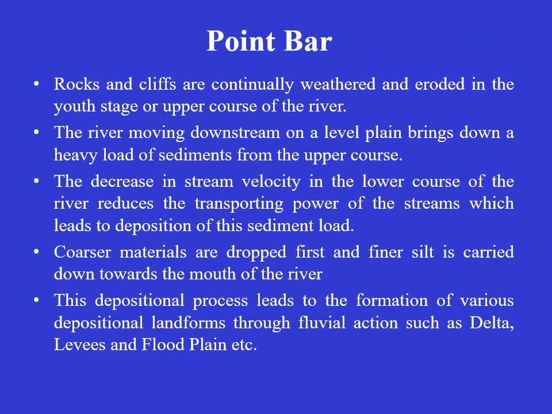Next is the point bar. As I already told you, in a meandering river, convex banks are the portions where deposition occurs, and these depositions in the convex bank are known as point bars. Now, point bars are the most readily identifiable features of a meandering stream. Deposition on point bars is a major process of sedimentation in meandering river channels.